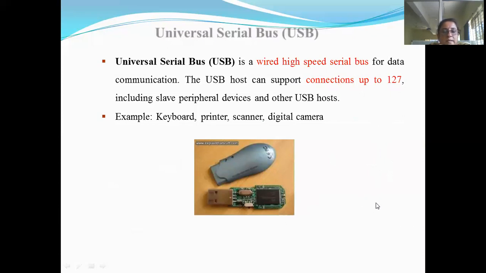As an example, you must have seen the keyboard. Whenever you want to connect a keyboard to the system, there will be a USB port, and you can connect it with the help of the USB serial bus. Or the printer, if you want to connect a printer to the system, there comes the USB, and even in the scanner and the digital camera. One thing you have to remember is that the data transfer takes place in serial communication.